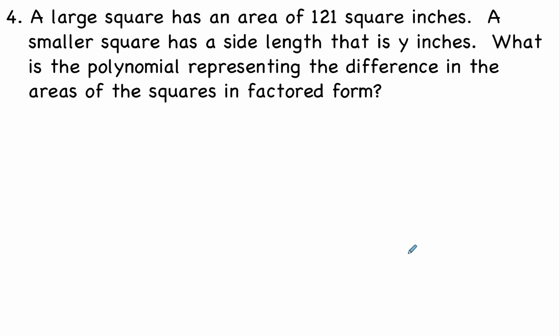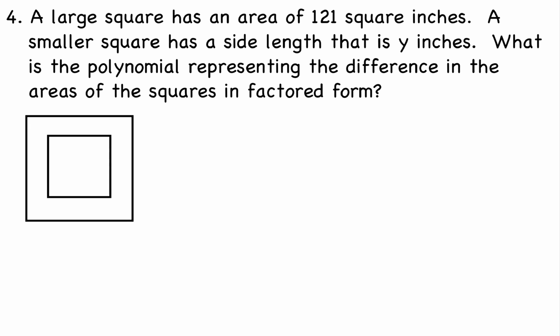So this problem number 4 says a large square has an area of 121 square inches. A smaller square has a side length that is y inches. What is the polynomial representing the difference in the areas of the squares in factored form? Well, let me draw a picture here for us. So we're going to have a small square and a large square, right? Something like this. Hopefully that will work for us.